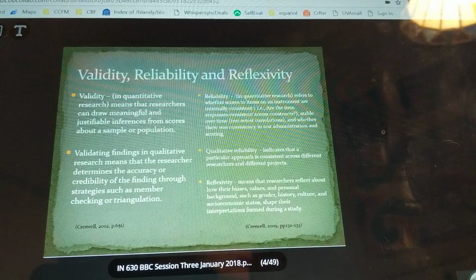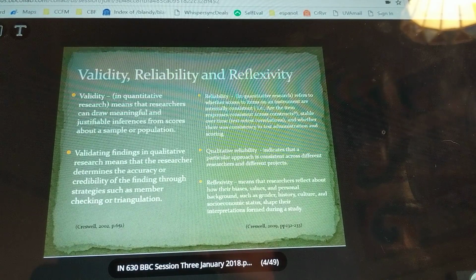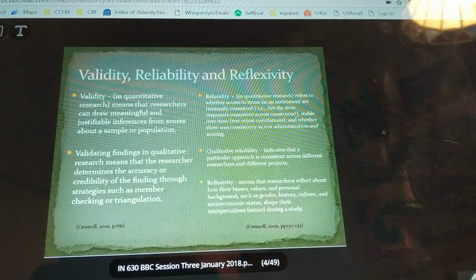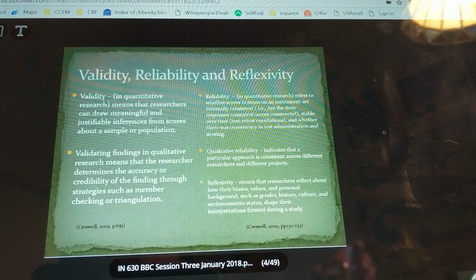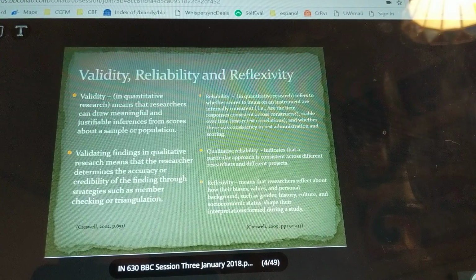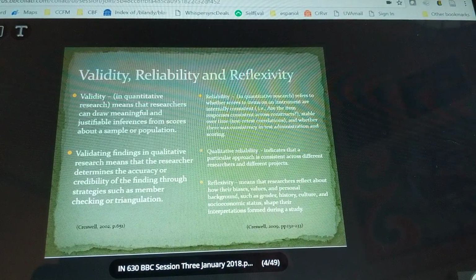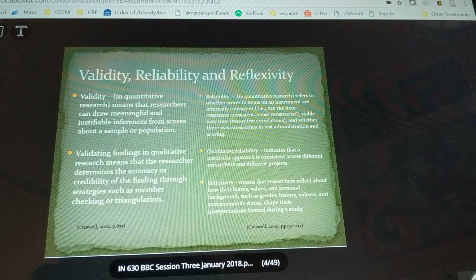This is about the fact that quantitative and qualitative research are slightly different in the way they examine each of these variables, and one of them, reflexivity, is not even really noted in quantitative research. Okay, first is validity in quantitative research, which means that researchers can draw meaningful and justifiable inferences from scores about a sample or population.